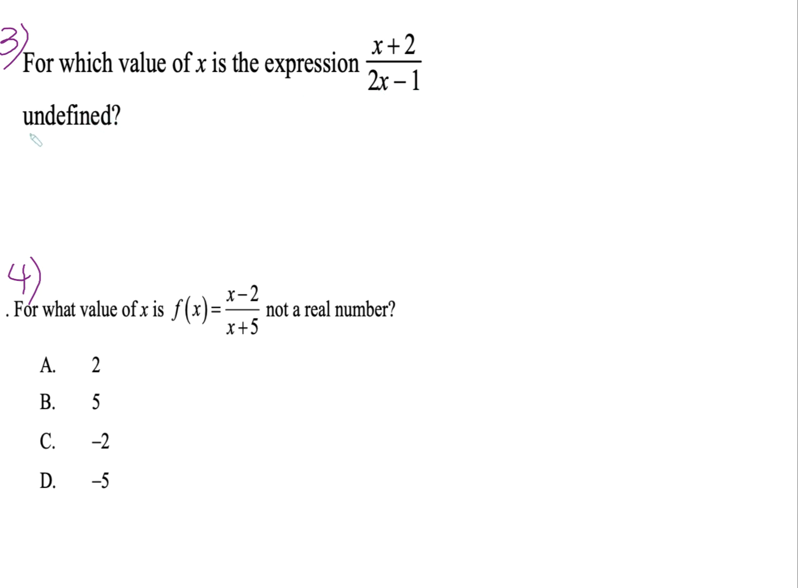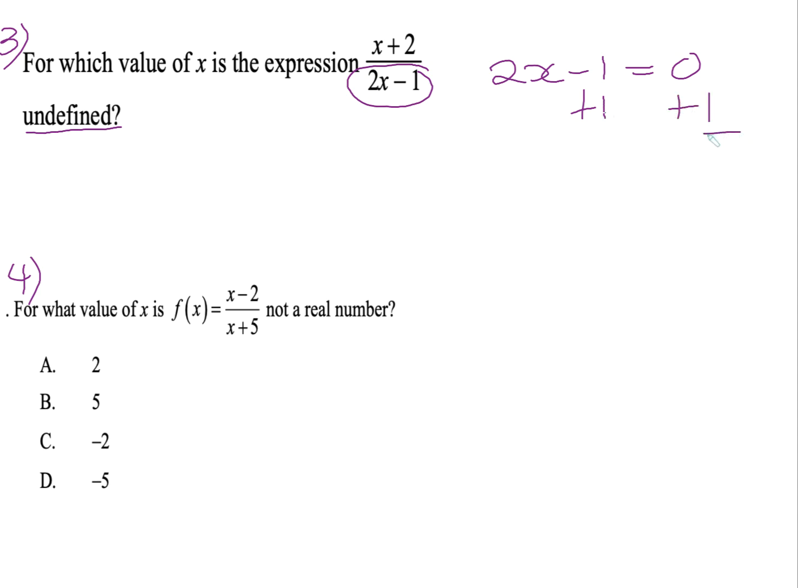For which value of x is the expression x plus 2 divided by 2x minus 1 undefined? Again, here's the keyword undefined. And remember, undefined is when the denominator is 0. So we're concentrating only on the denominator, not the numerator. We don't care about that. So I'm going to take 2x minus 1, set it to 0, and solve for x. I'm going to add 1 to both sides.